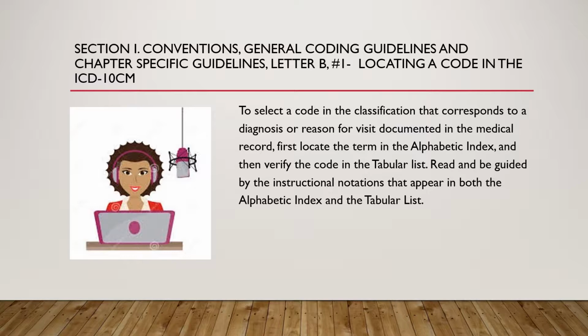To select a code in the classification that corresponds to a diagnosis or reason for visit documented in the medical record, first locate the term in the Alphabetic Index and then verify the code in the tabular list. Read and be guided by the instructional notations that appear in both the Alphabetic Index and the tabular list.